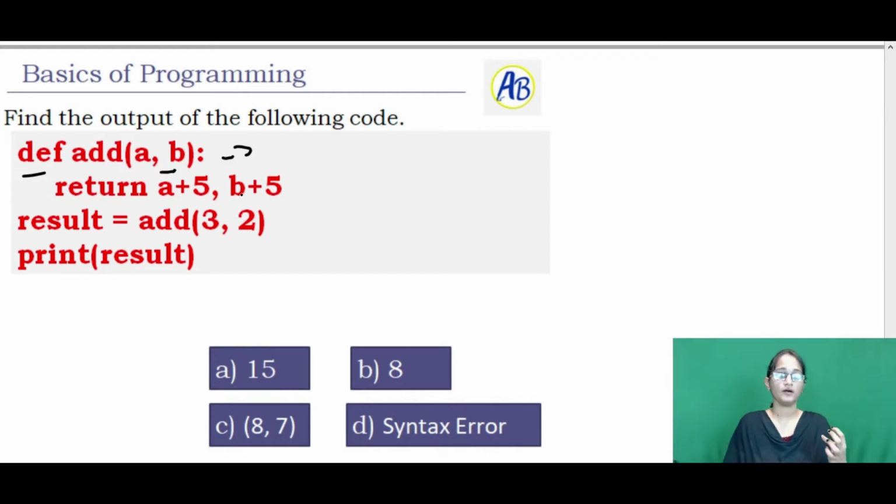While calling the function, what we set inside the call is the argument. Okay, here you can see I define a function by using the keyword def, and I name the function add. Inside this function I pass the parameters a and b. Now it returns a plus 5 and b plus 5. Now I can call this add function here.